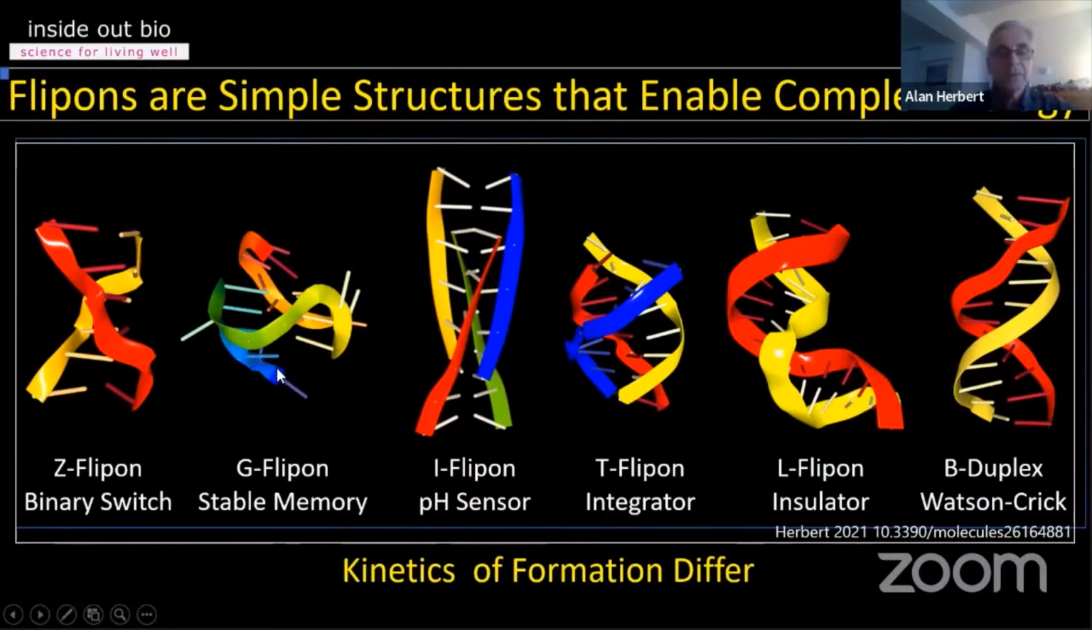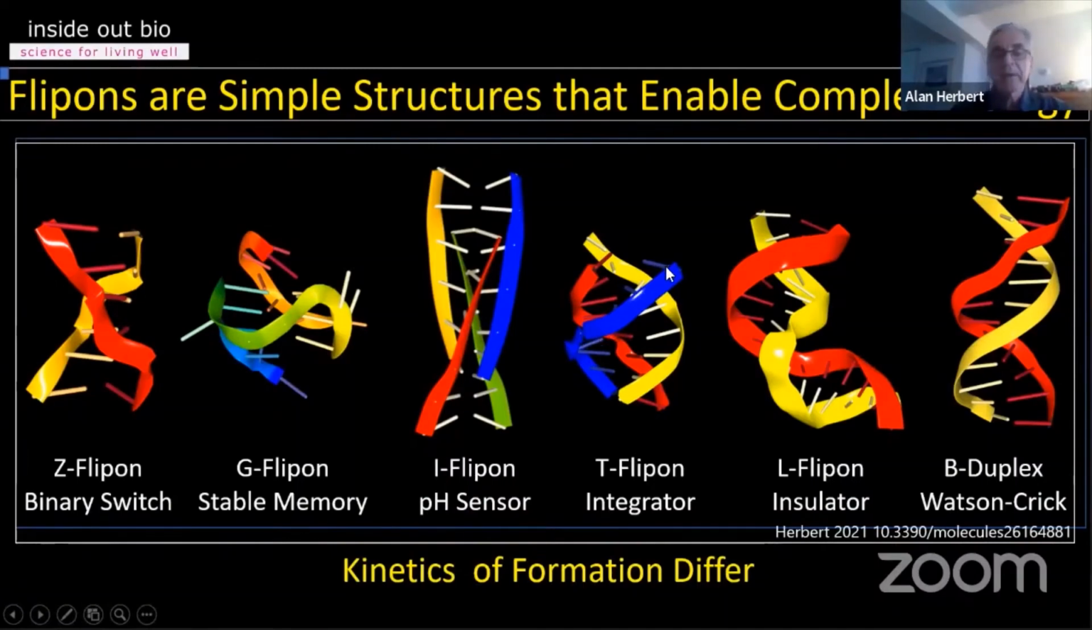These G4 quartets are really stable, so they form rapidly, but it's hard to reverse the process. So potentially they're a memory element. There are other conformations that we didn't mention there that are pH dependent, so it could act as a pH sensor. We have the T flip-ons or the triplexes incorporating this third strand.